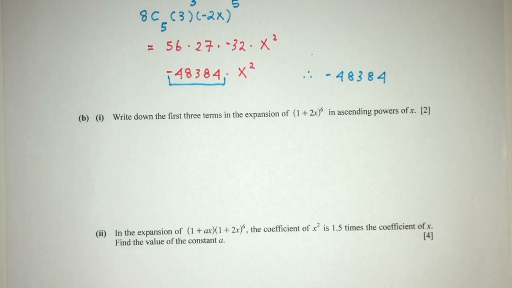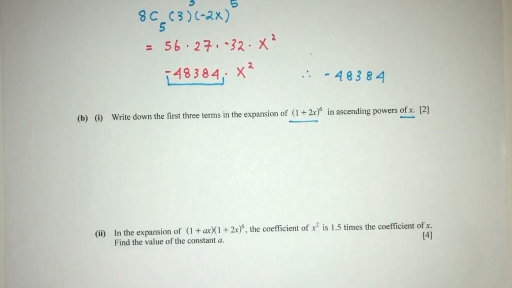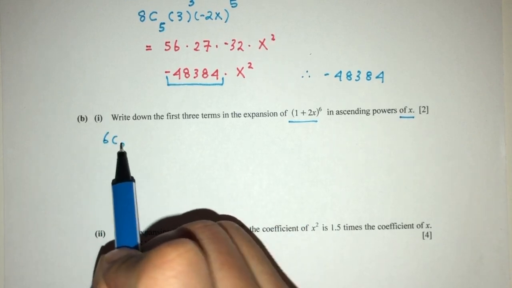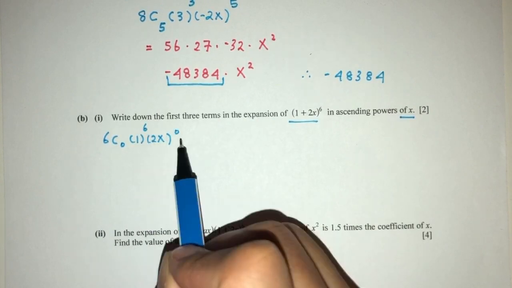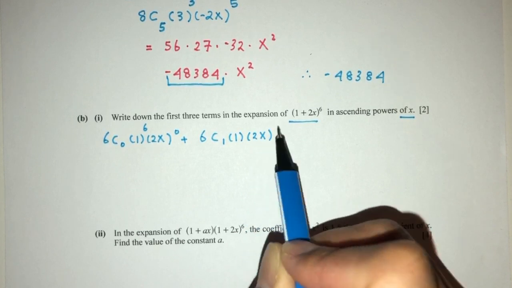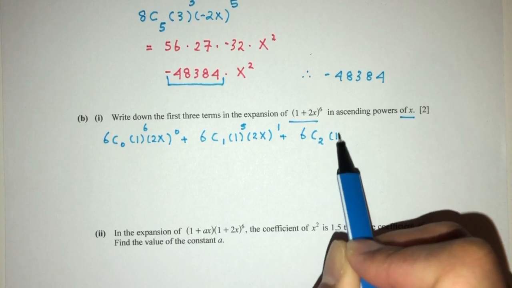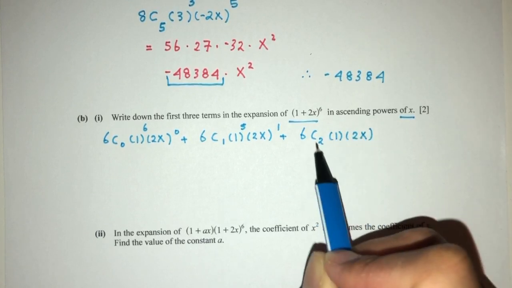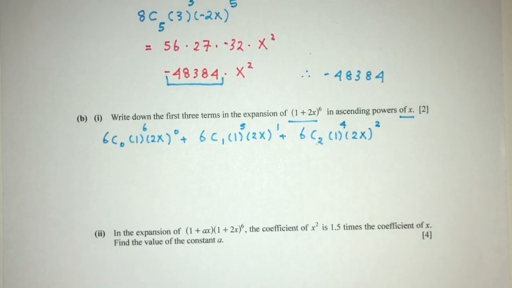Now for part B, we have to write down the first 3 terms of the expansion in ascending powers of x. So pretty easy. Same thing step by step. We have to expand this. That will be 6 choose 0, 1, 2x. That will be 0 here, and that will be 6. 6 choose 1, that will be 1. 2x, that will be 1 here, that will be 5. And 6 choose 2, 1 here, 2x. We have 2 here, that will have to be 2 here. 6 minus 2 is 4. This is the first 3 terms of this expansion.